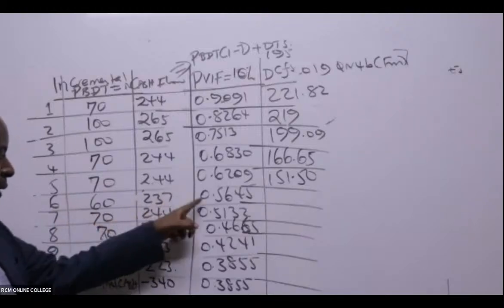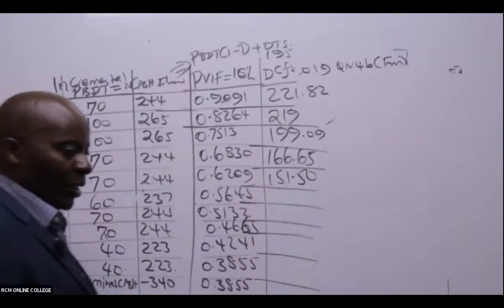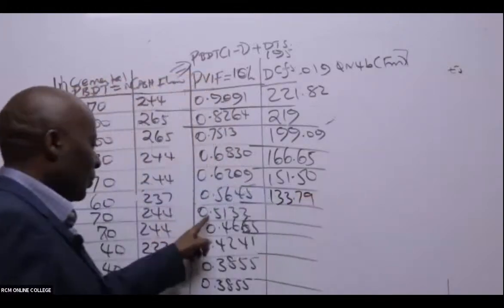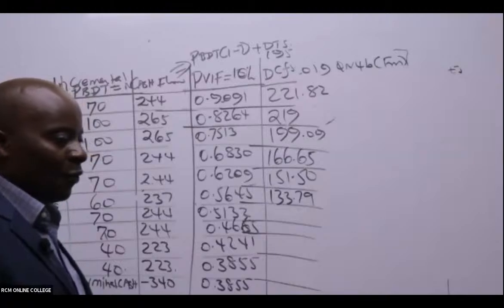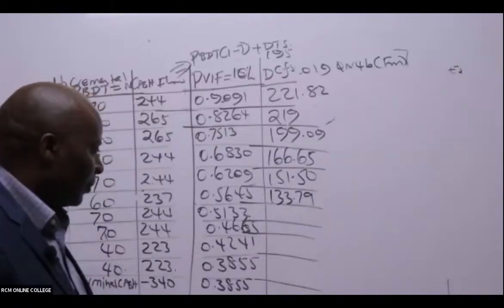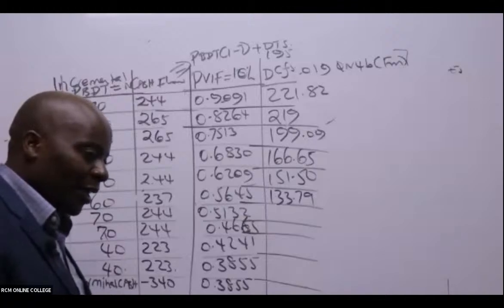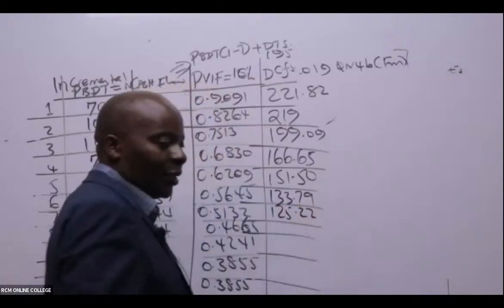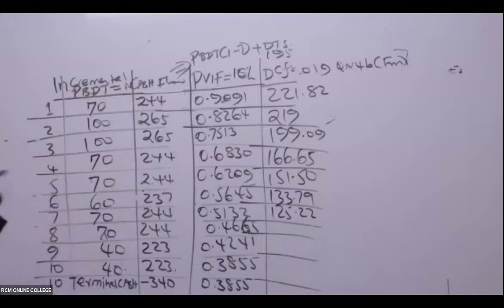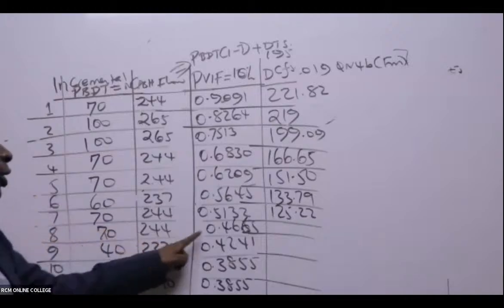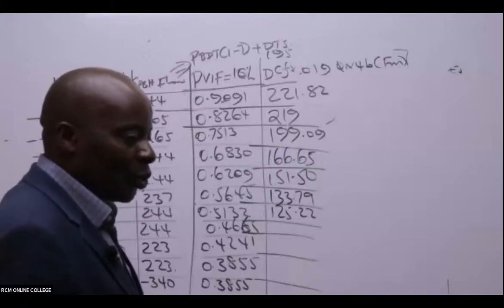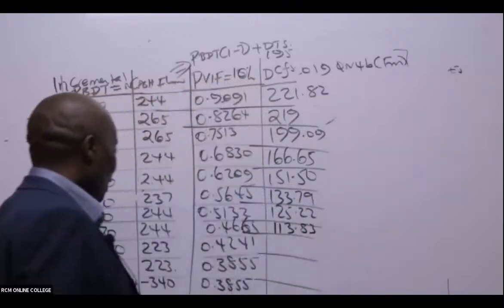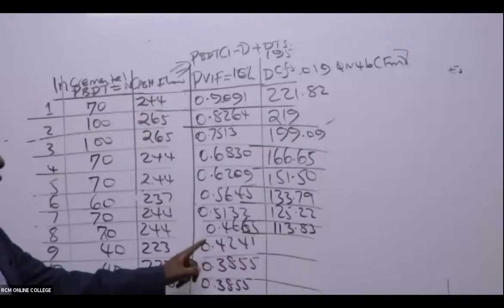Year number 6, you're taking this like this. 133.79. Then we take 244 times this. Let me go slow here. 125.22. This is the correct answer. We are almost there. I'm so excited. Year number 8, 244 times this. So we have here 113.83. Then we go to 223 times 0.4241.